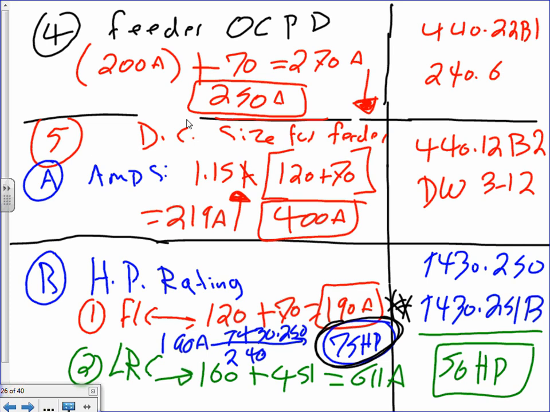Any question, guys? That's what I would like to emphasize. Any question about how we size the horsepower from the full load current and locked torque current? For the feeder, you add them up. For the branch circuit, I just use 120 and 160. I mean, in this case, 70 here and 160 here.